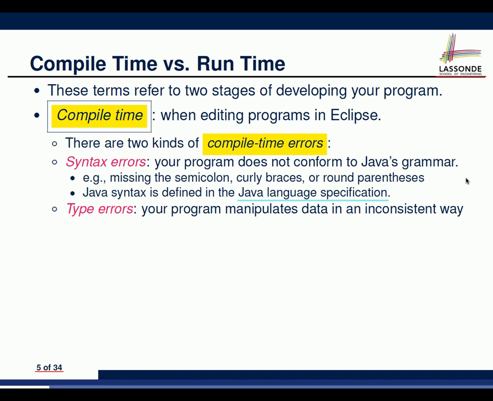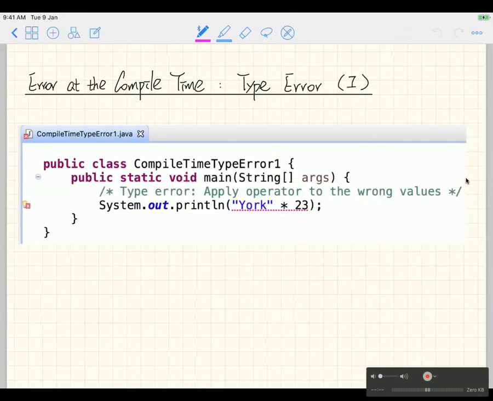So now let's understand what the type errors are. Here's the principle. Let's say the syntax is correct. You don't have any missing semicolon. You don't have any missing curly brackets. Everything is fine. But still, there's a red check mark on the tab. This kind of error means you're trying to manipulate the values or data in a way that doesn't make sense. Let's see one example. First of all, identify where the error is.